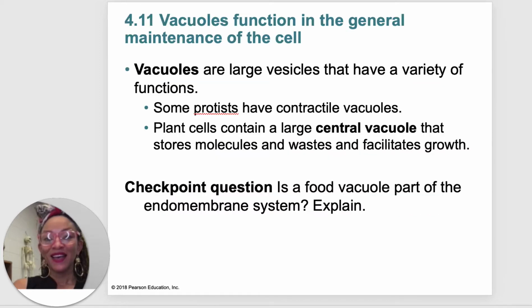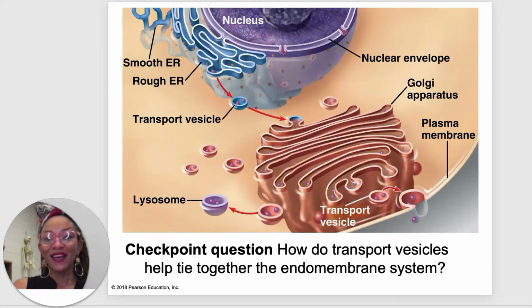All right, so vacuoles, these are pretty much just large storage containers, okay? They can be contractile or they can be like in plant cells where you have that large central vacuole that stores tons of water, molecules, and waste, okay? So you do not have these in animal cells.